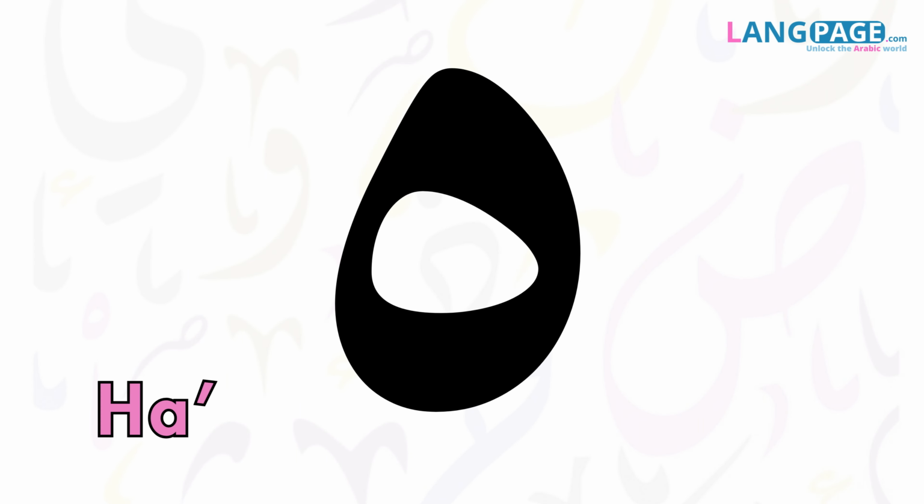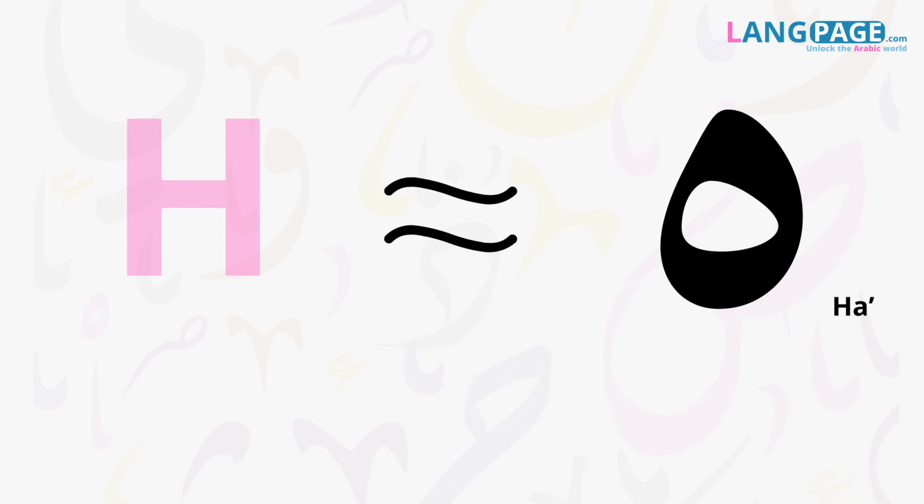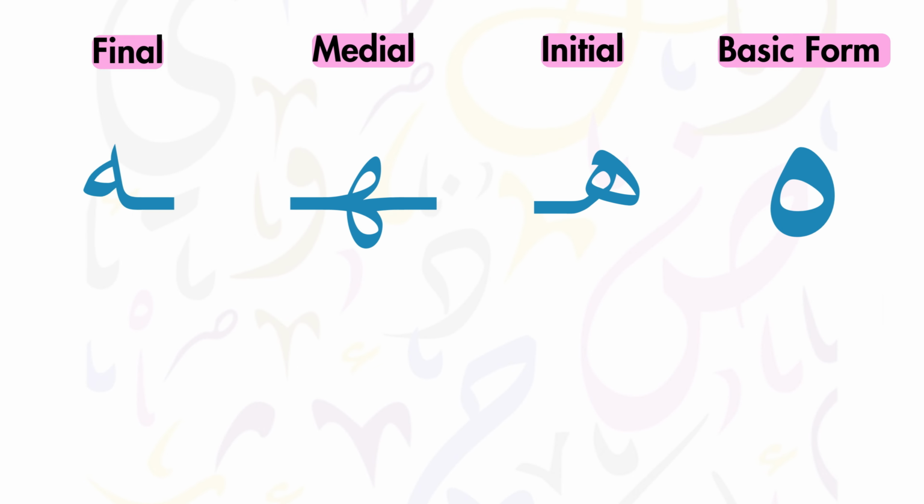The next letter is the letter ha. The letter ha equals H in English, as in the word hat. The letter ha has four forms. First, the basic form, the isolated one, which comes at the end of the word, as in the word miyah, which means water.